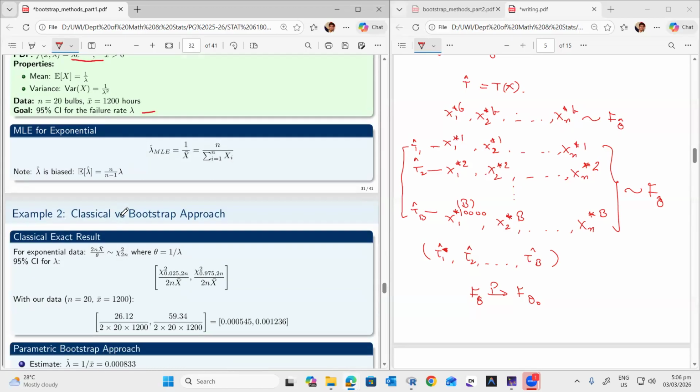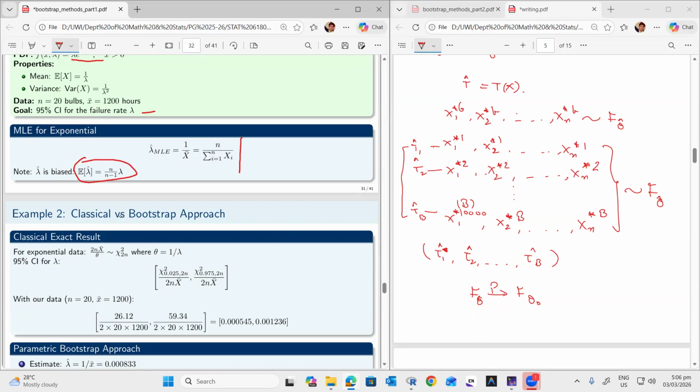The MLE of the exponential distribution, which everybody knows, is 1 upon x bar, that is basically equal to 1 upon (1 upon n summation xi). All right, I don't need to derive that one, I hope all of you know that. So lambda hat is biased. The expected value of lambda hat will be equal to n upon n minus 1 times lambda. All right, so that will be the bias in the estimated value of lambda hat.